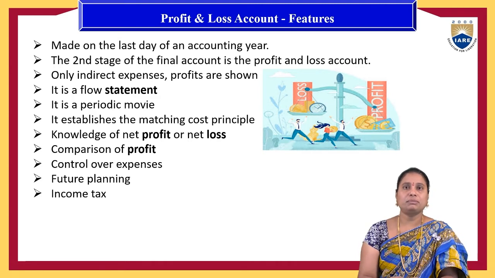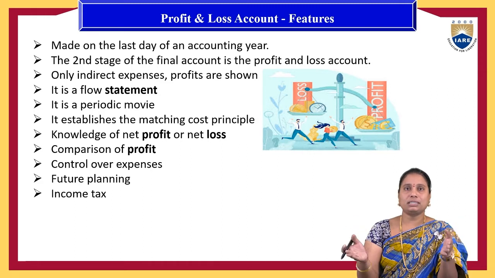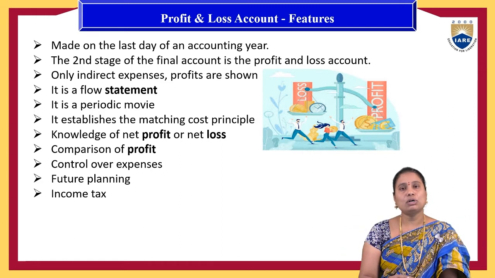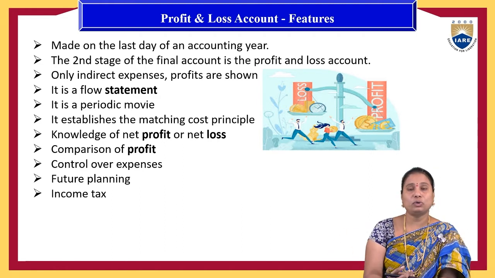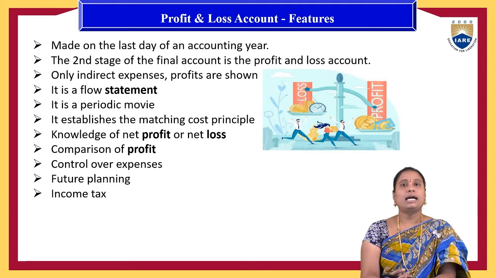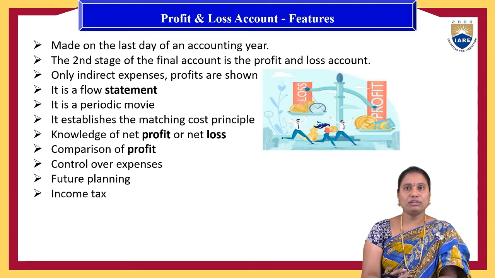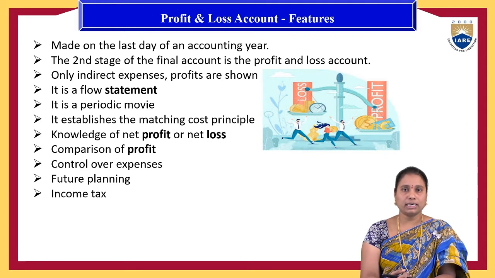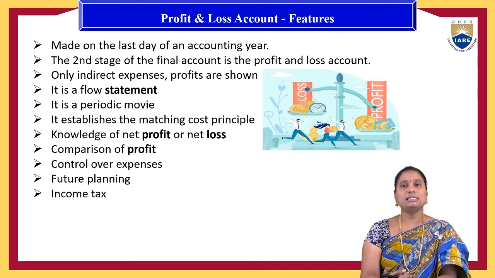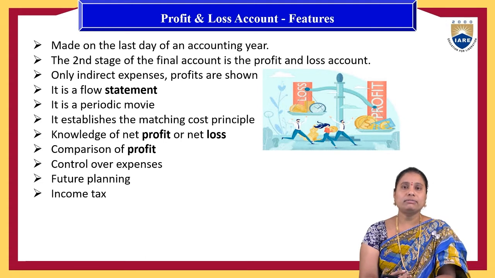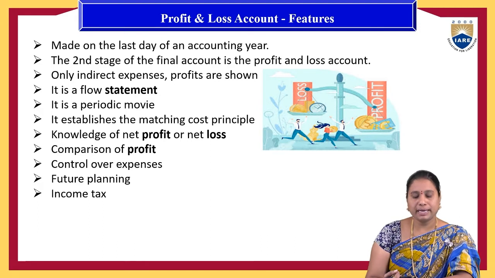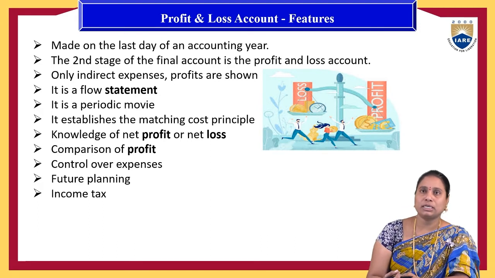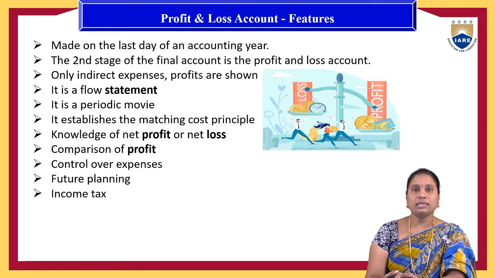and periodic movement means from one time to another time. It establishes the matching cost principle, which means for the expenditures, the revenue gained by the organization can easily be depicted. It gives the knowledge of the net profits and net losses gained by the organization, and it makes easy the comparison of profits with one another organization. It gives control over the expenditures and helps for future planning, and income tax payable knowledge can also be known from this profit and loss account.